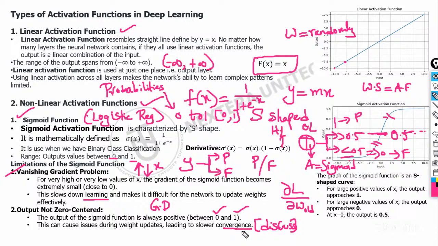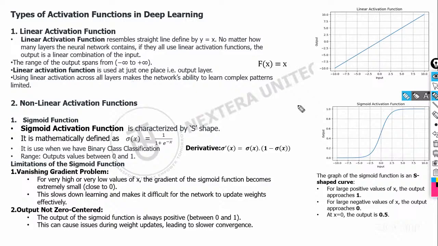So what is the meaning of convergence? What does slower convergence mean? Everything we'll discuss, friends. Not right now, because when I start talking about the gradient descent algorithm, you probably won't understand the types of activation functions. For the time being, our agenda is to complete the activation functions and we'll do it. I hope you got a clear understanding of the sigmoid function.